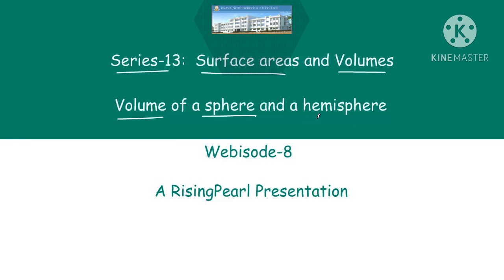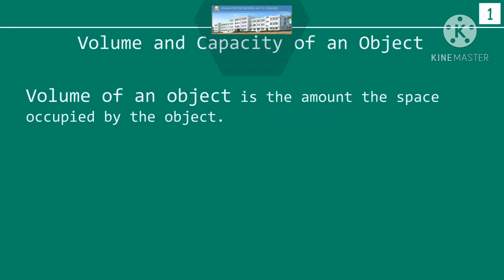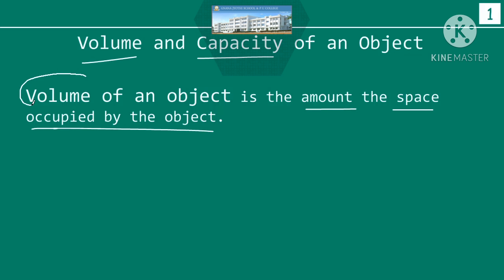Volume of a sphere and volume of a hemisphere. So now friends, whenever we talk about volume, we have seen often the term capacity used almost synonymous with volume. So what is the volume of an object and the capacity of an object? Volume of any object is really the amount of space that the object occupies. That is what is meant by the volume of any object.